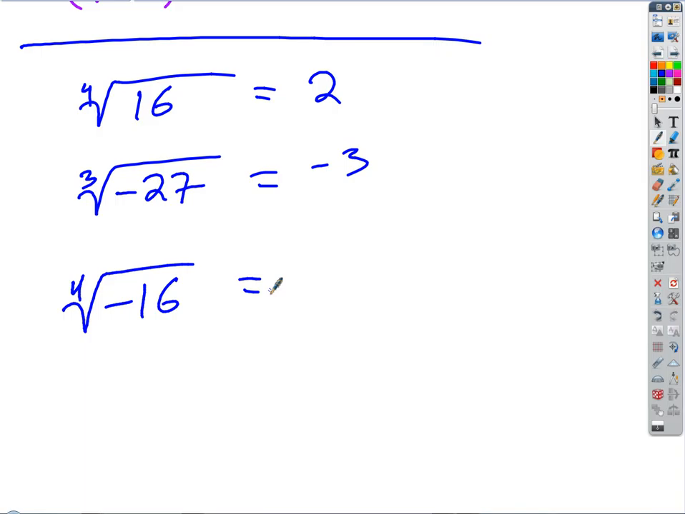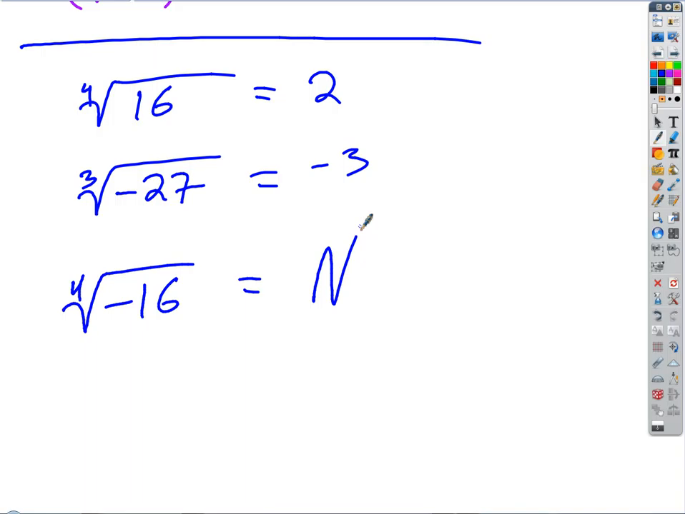Okay, now think about this. Any number to the 4th power is going to come out to be what sign? Positive, right? A negative number to an even power is always positive, isn't it? So that's not going to work. That's not surprising to us, though. That didn't work for square roots, did it? So this is, in Moodle, that's going to be the answer n for no real answer.